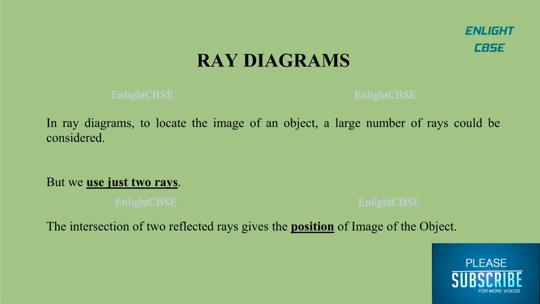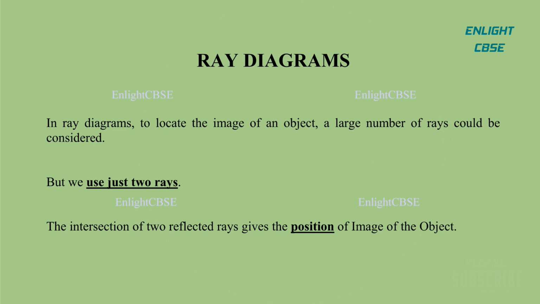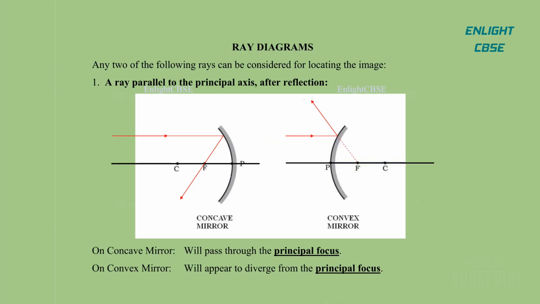Ray diagrams. In ray diagrams, to locate the image of an object, a large number of rays could be considered. But we use just 2 rays. The intersection of 2 reflected rays gives the position of the image of the object. Any 2 of the following rays can be considered for locating the image.